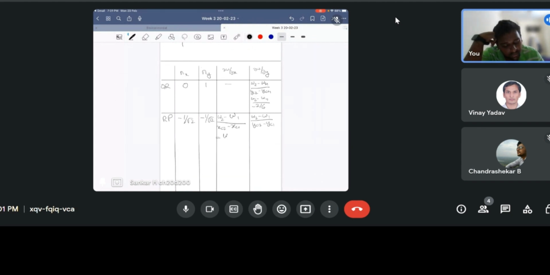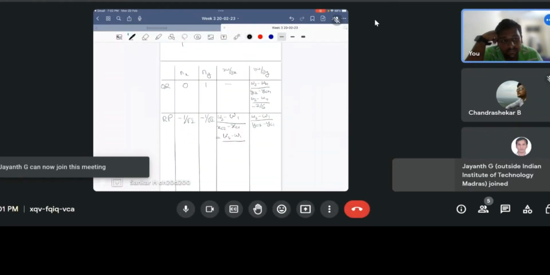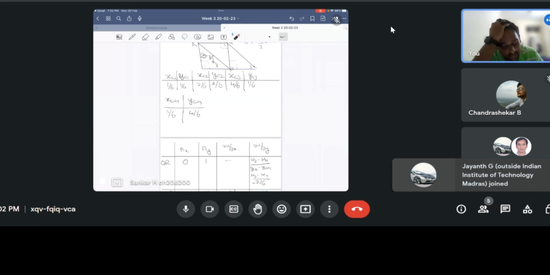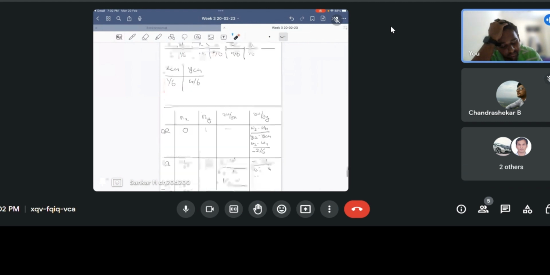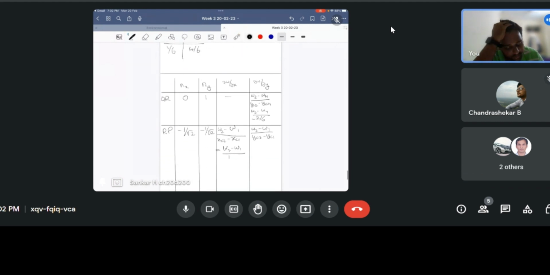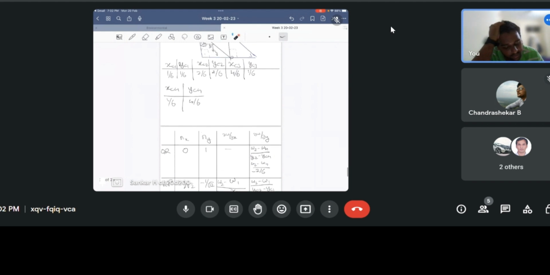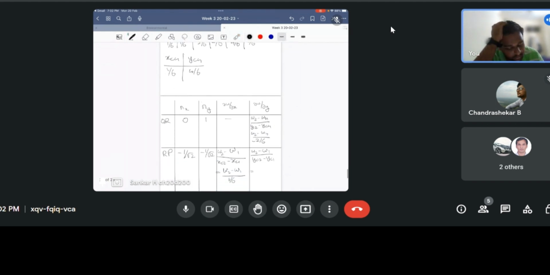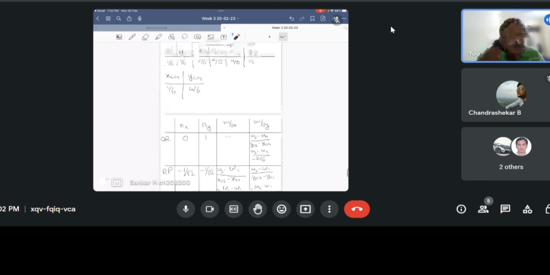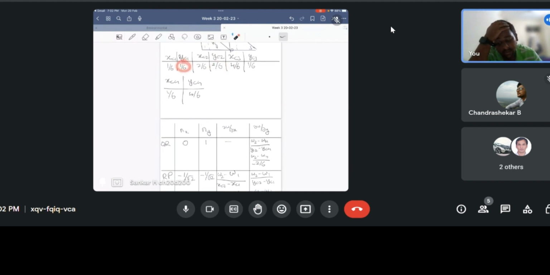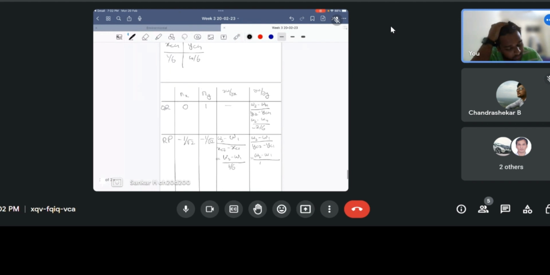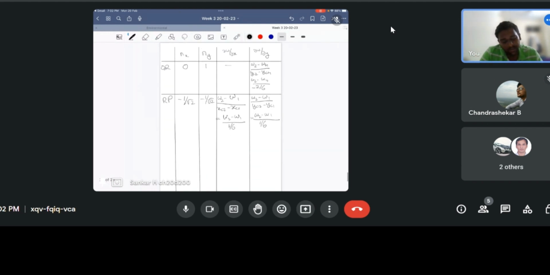So we know that W2 minus W1 will remain as it is, whereas xc2 minus xc1 will be 2 by 6 minus 1 by 6, which is 1 by 6. Similarly, W2 minus W1 will remain as it is over here, divided by yc2 minus yc1, which will be 2 by 6 minus 1 by 6, again equal to 1 by 6. Now we have evaluated what happens across RP.